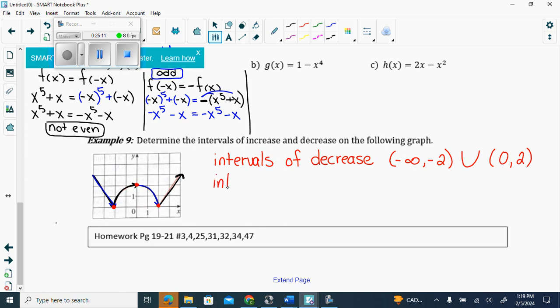Then we want intervals of increase. Where is it increasing from? The first one? Negative 2 to 0. And then the other one? 2 to infinity.